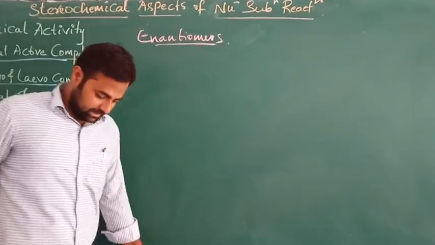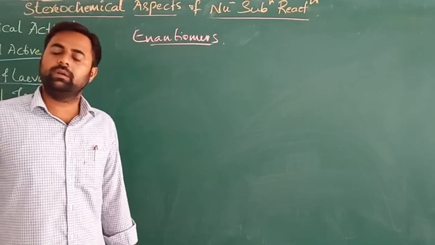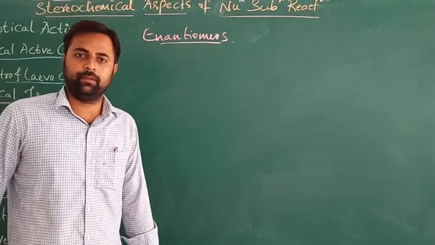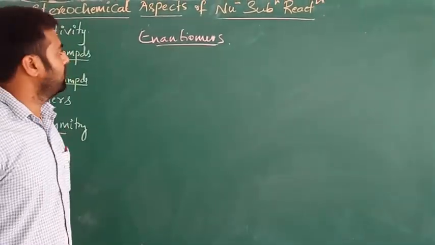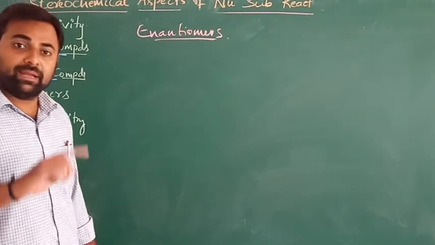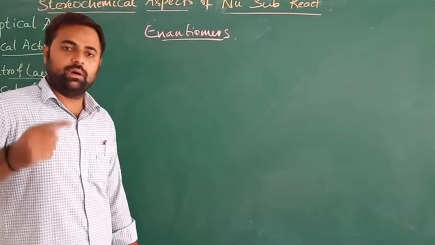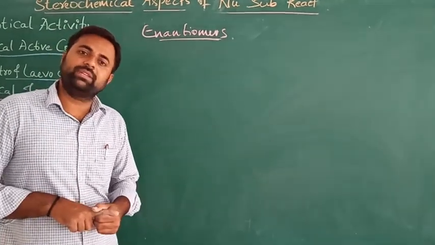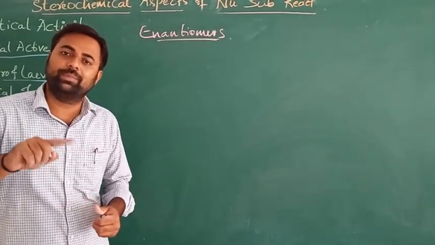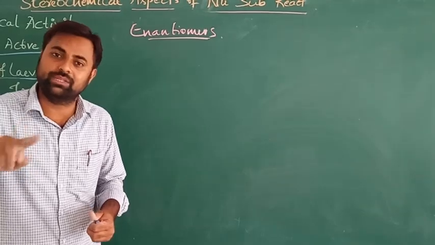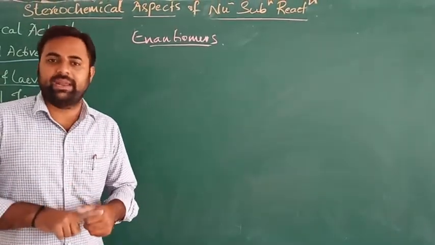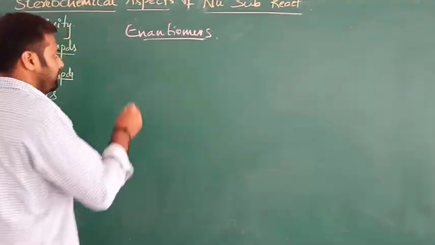What are enantiomers? Enantiomers are nothing but optical isomers. What is the definition? Enantiomers are a pair of molecules or pair of compounds having non-superimposable mirror images of each other, then it is said to be enantiomers. I will give you one example.